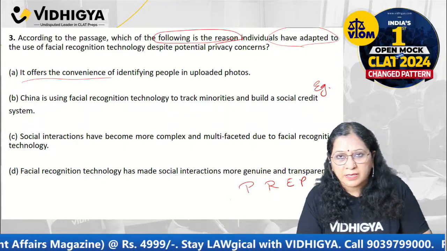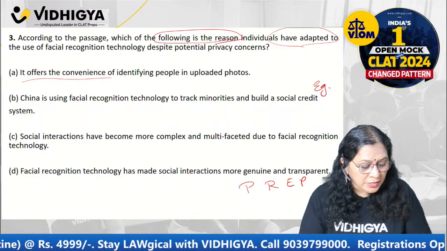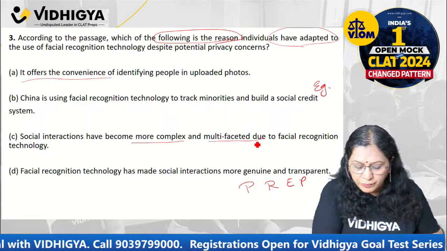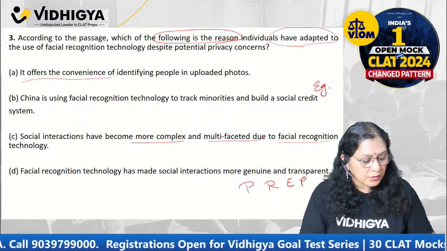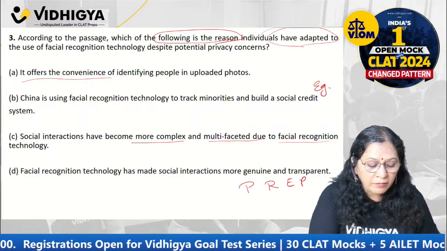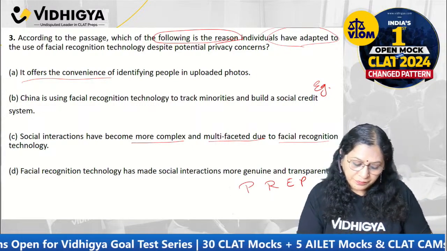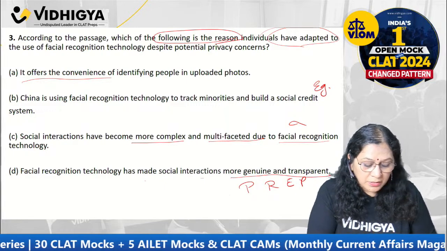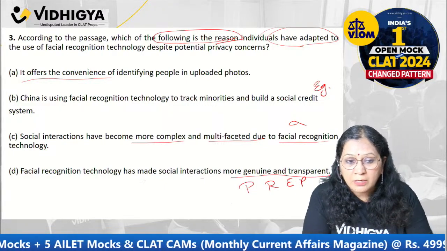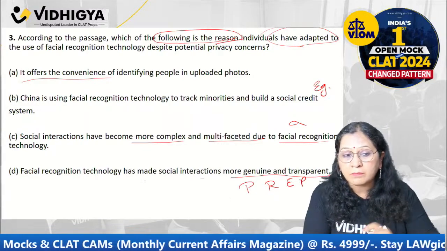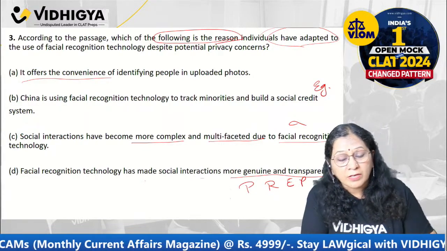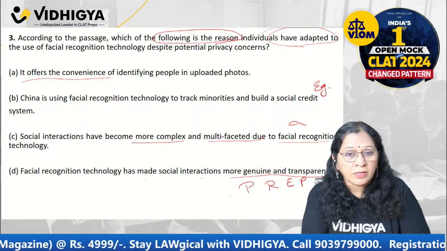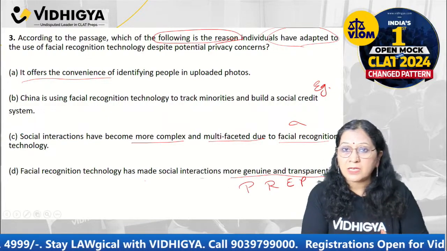तो फिर चाइना एक रीजन नहीं आएगा, चाइना हटा देंगे। Social interactions have become more complex and multifaceted due to, so they have become complex due to facial recognition, right? But then question again, why have individuals adapted to all this? So out. It has made social interactions more genuine and transparent. ठीक है, मतलब अगर facial recognition technology से हम are not able to beguile others, we are not able to fool others or deceive others, does that mean that now our relationships have become genuine? Vice versa is not always true.